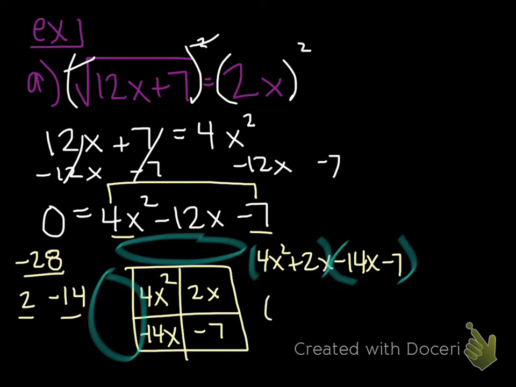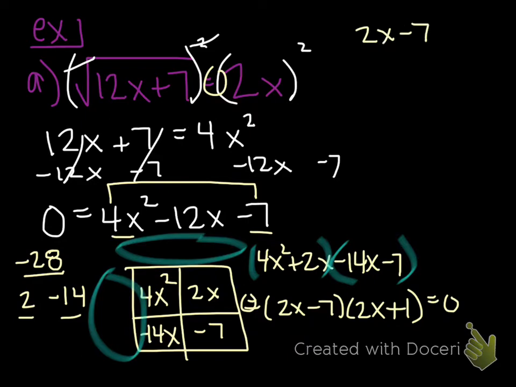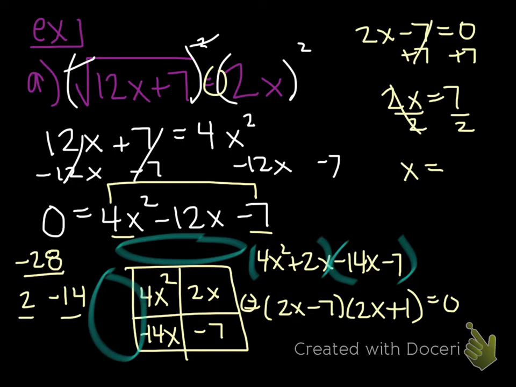If you factored correctly, you should get 2x minus 7 and 2x plus 1. But because there's an equal sign and the directions say solve or find the solutions, I need to set both of these binomials equal to 0. So let me write this up here. So I will add 7 over, and I get 2x equals 7. Divide both sides by 2, and I get x equals 7/2.